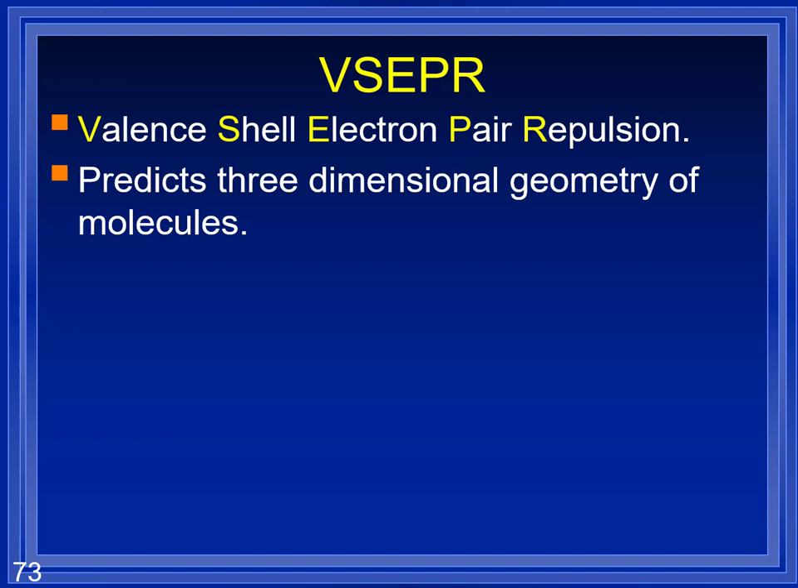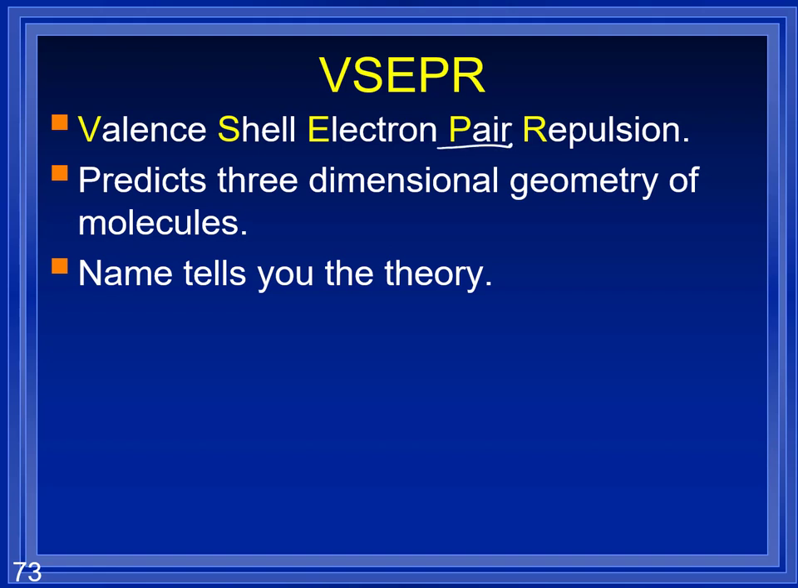Okay, the name tells you the whole theory. I'm going to say, what do you mean the name tells us the whole theory? Pairs of electrons in the valence shell repel. That's it. Repel, get as far away from each other as possible.